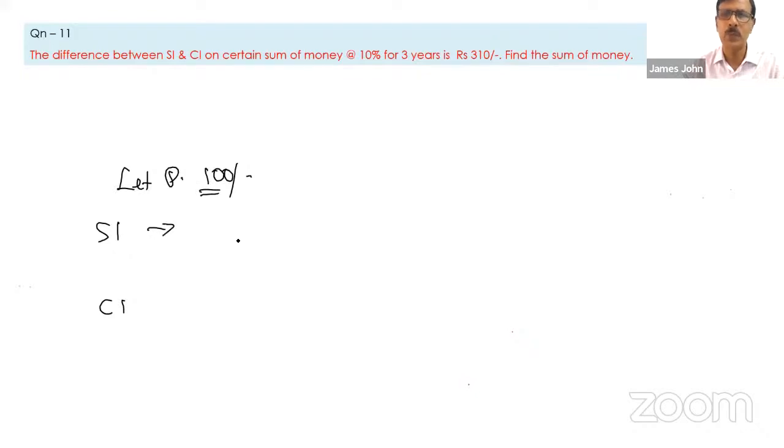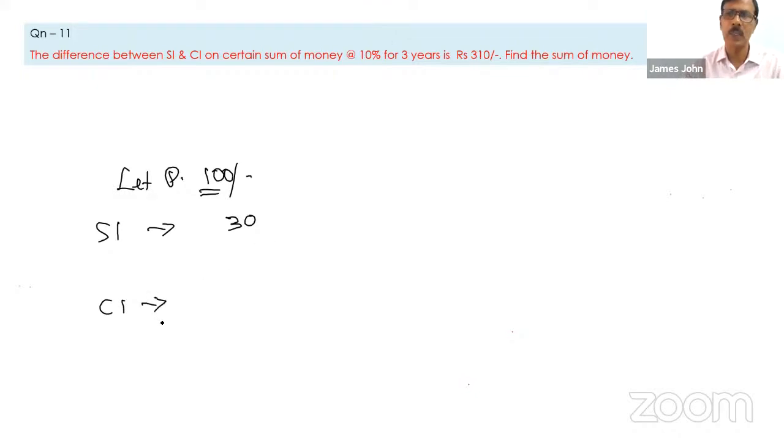So what will be the simple interest for 3 years? P into N into R, 100 into 10% into 3 by 100. How much will you get? 30. Am I correct? If the principal is 100 and the rate of interest is 10, the 3-year interest is 30 rupees.